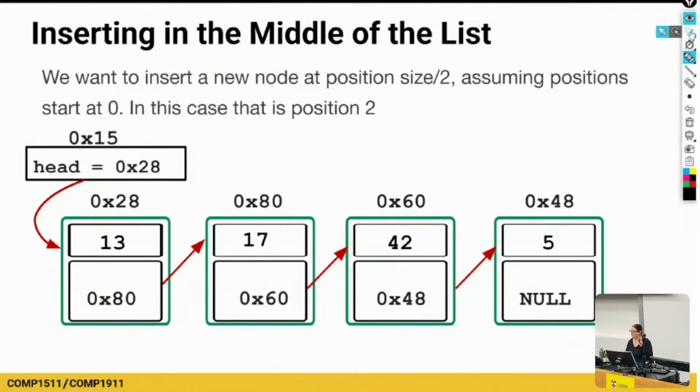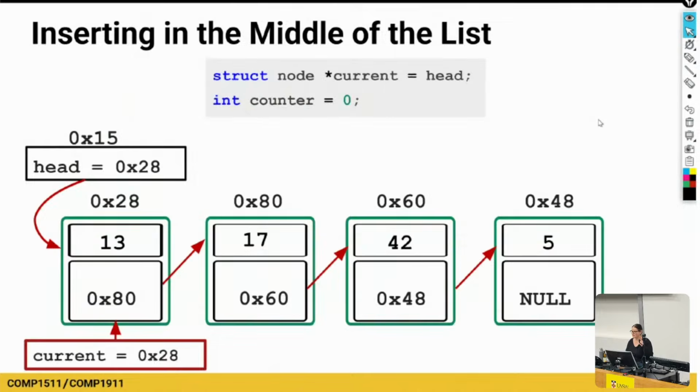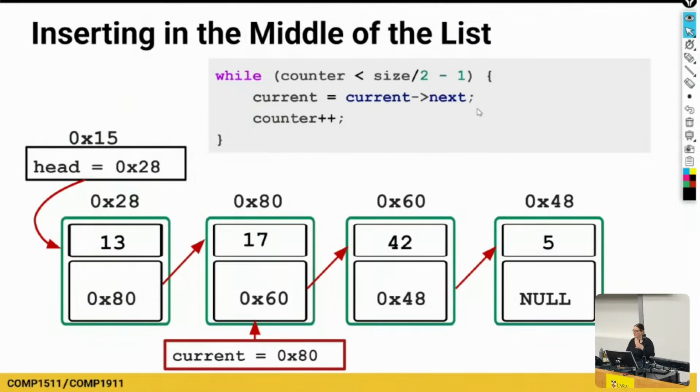So our loop, again, we have some sort of current that's traversing through, and it's going to go till it's sort of one before the middle, right? That's what that while loop is saying. And it's doing a counter again, so it knows what node it's up to. So it's counting till it's halfway.